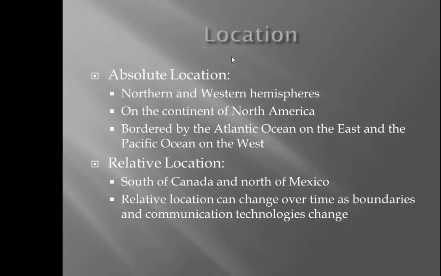The first is location. This is pretty easy if you think about absolute location versus relative location. Absolute: where is America? Well, we're located in the northern and western hemispheres. We are located on the continent of North America, and we're bordered by 2 very large oceans, right? The Atlantic Ocean on our east coast and the Pacific Ocean on the west coast. We'll see that Pacific Ocean come into play in terms of manifest destiny, or moving westward towards the Pacific. Then we have relative location.